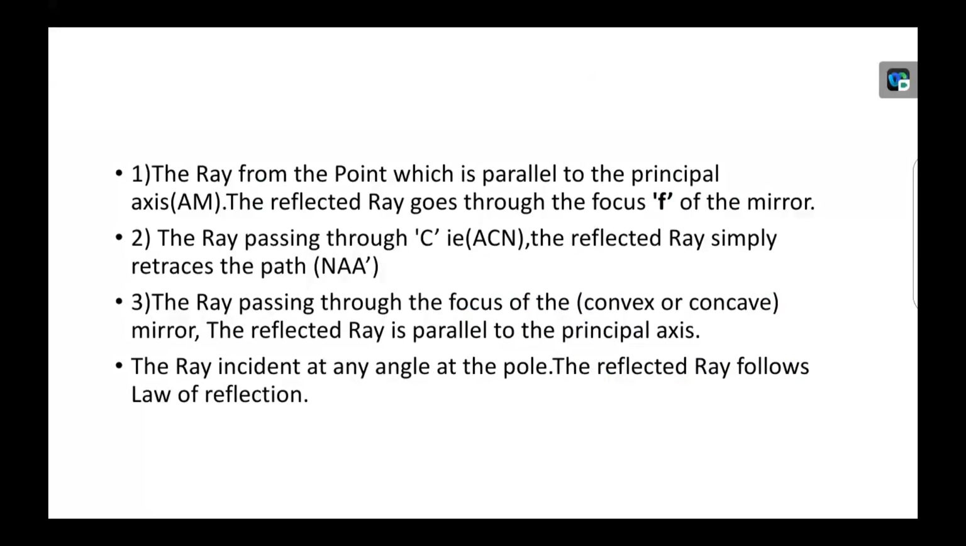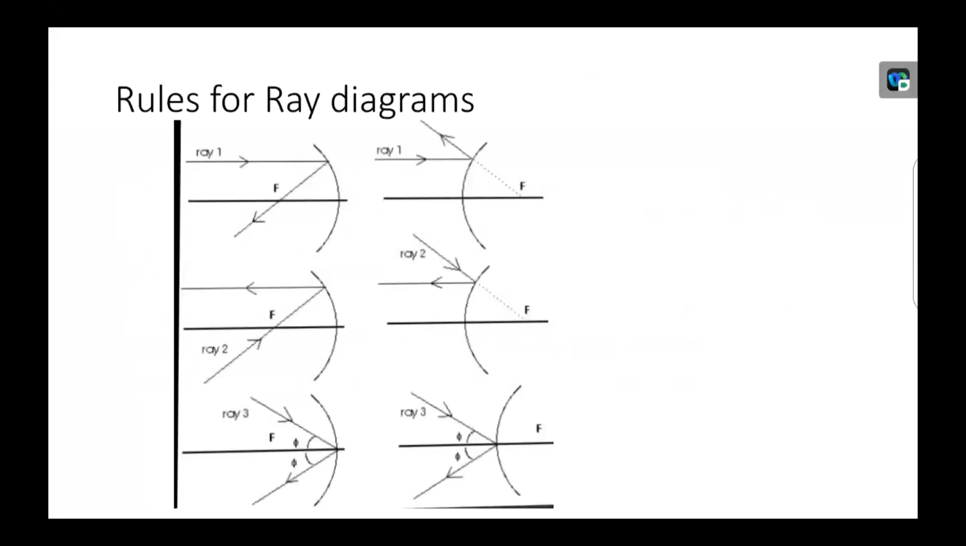Before starting the derivation you should recollect the rules to draw ray diagrams. The first one: the ray which is passing parallel to the principal axis. This is the principal axis and this ray is parallel to it. When it falls on a concave mirror, it passes through the focus. The converse for this: a ray parallel to the principal axis falling on a convex mirror, after reflection diverges.